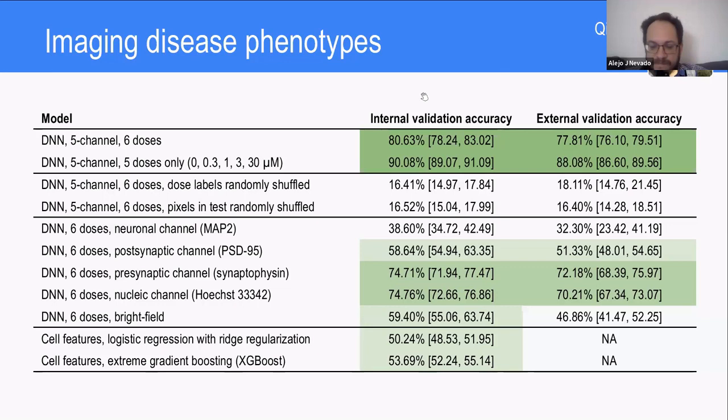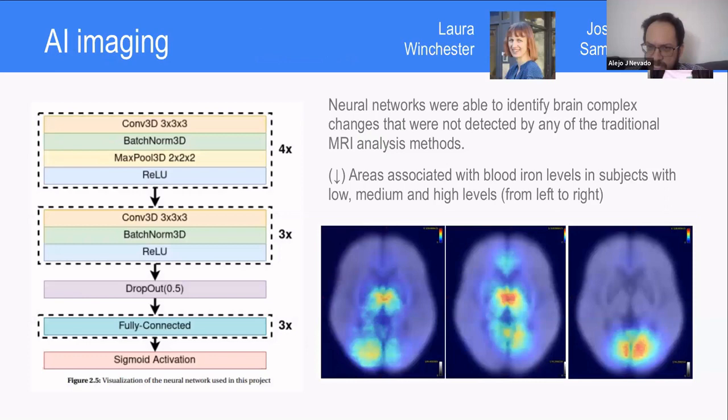And now this is initial work that we are doing, now also with a PhD student, Holud. What we are doing here is using AI to identify the brain regions associated with Alzheimer's. Of course, everybody knows that the hippocampus is the main region most commonly associated with Alzheimer's, because it's where you have most of the degradation, the neurodegeneration.